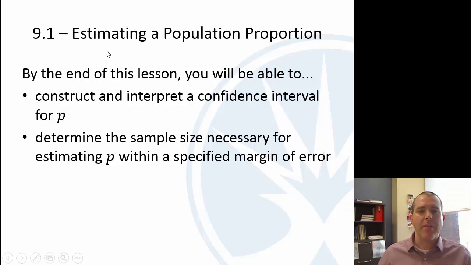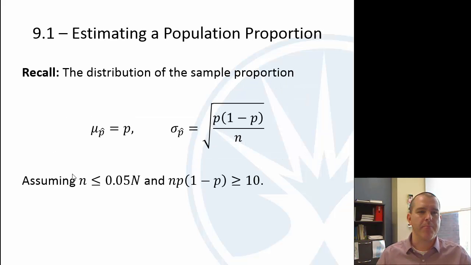So the two main topics here, we're going to construct what's called a confidence interval, and we'll explain what that means. And then toward the end, we're going to determine a sample size necessary if we want a specific margin of error within that confidence interval. So these things we'll explain more as we get in.